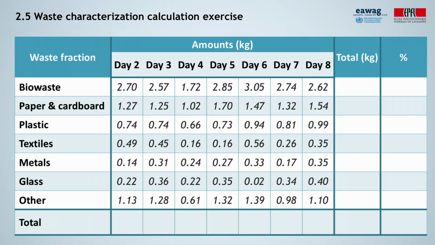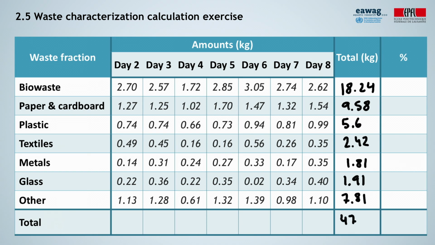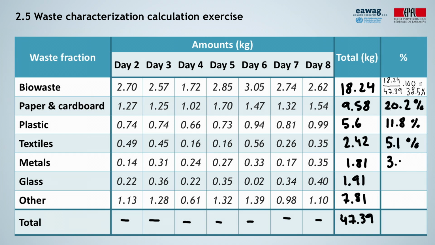Imagine now these are the results we got in IDEA. Once all the information is compiled, you can calculate the percentage of each fraction over the total amount as follows. You first sum up the amounts of each waste fraction collected during the week. Then calculate the total amount. Ideally, it should be close to the total weight calculated before. You must then divide the amount of each fraction by the total amount and multiply it by 100. That will give you the proportion of each waste fraction over the total amount. And this is what we refer to as characterization of waste.